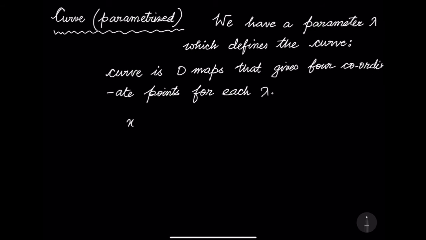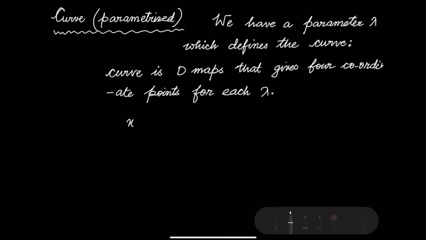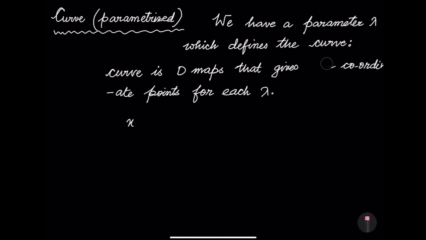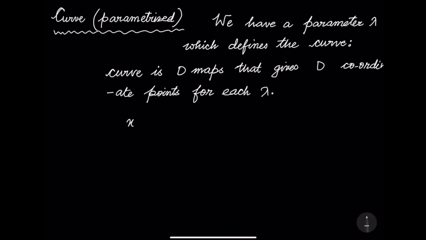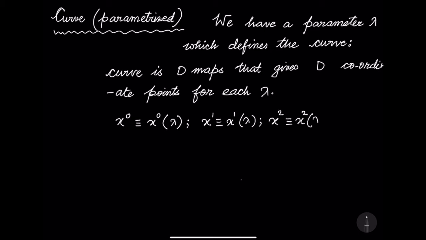So that gives not 4 coordinates, because we are talking all about D. So this should be D coordinates, but the example we will of course write only for 4. I will get this number x0 by the map x0 on the parameter lambda. The same parameter lambda will also give me the number x1 by the map x1, map or function. I'm using them synonymously here.